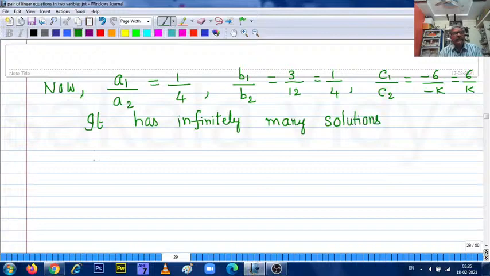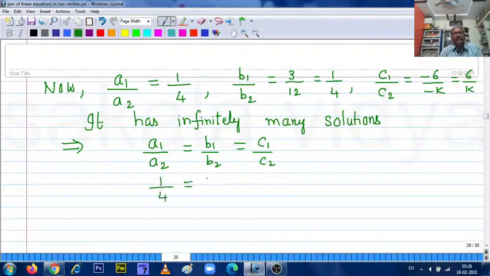That means consistent also. That implies A1 by A2 equals B1 by B2 equals C1 by C2. So A1 by A2 is 1 by 4, B1 by B2 is also 1 by 4, C1 by C2 is equal to 6 by K. That means indirectly 6 by K is equal to 1 by 4. So 6 by K equals 1 by 4. Cross multiplication.